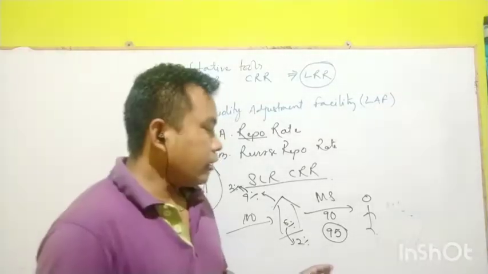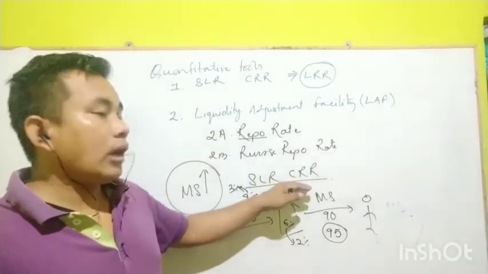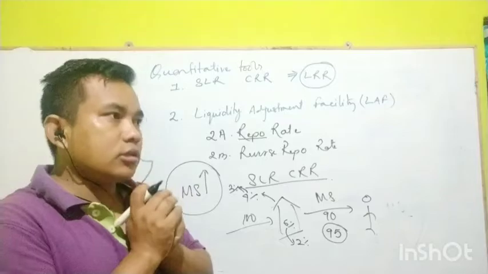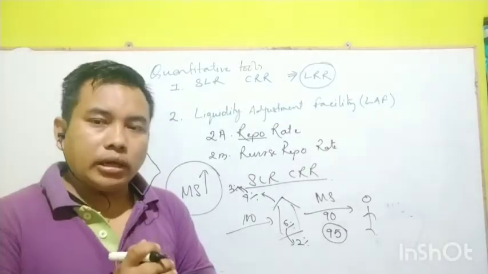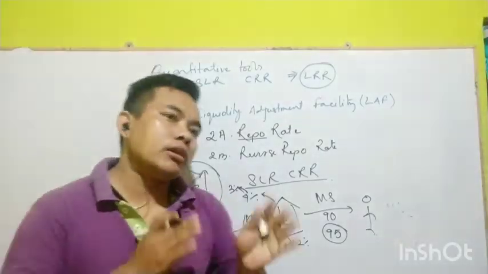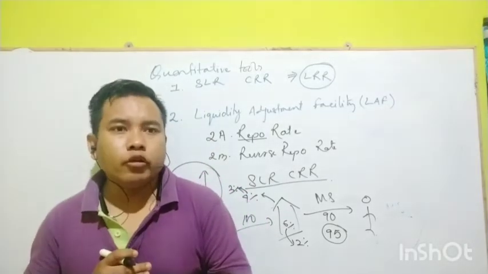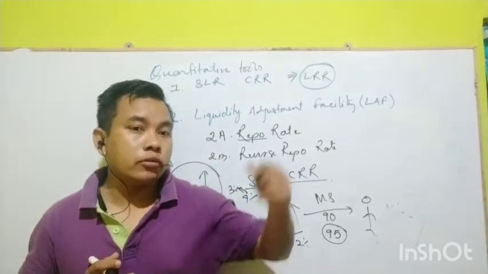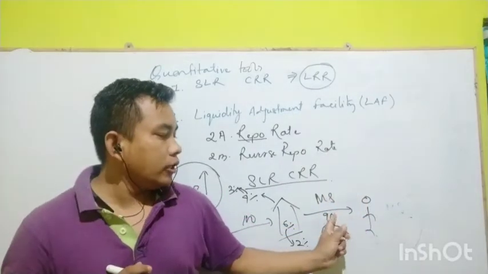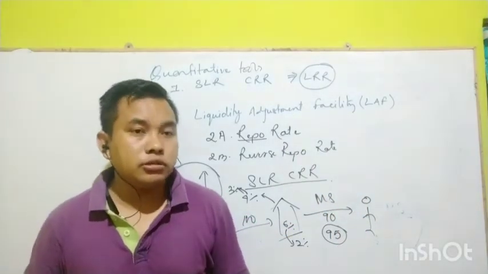Similarly, SLR and CRR are the deductions made by the commercial bank and by the central bank. If less is deducted, obviously more money will be available to circulate in the economy, like from 90 to 95, the money supply increases.